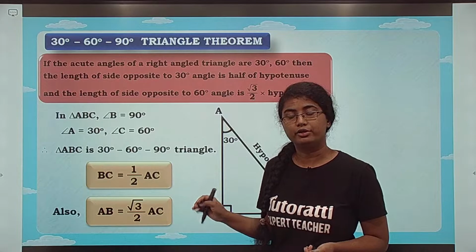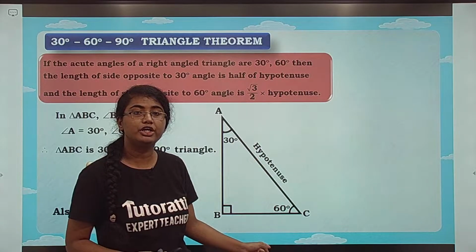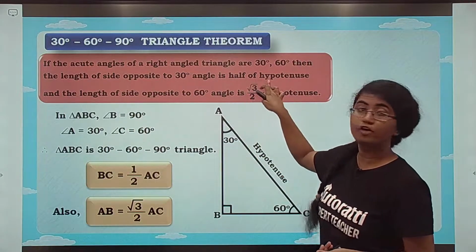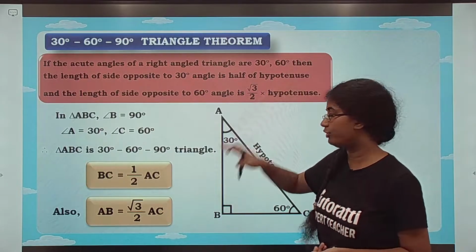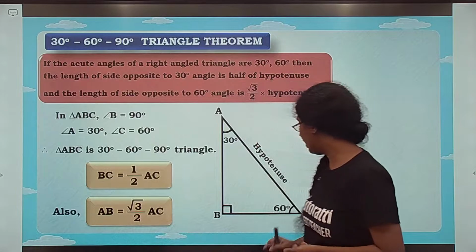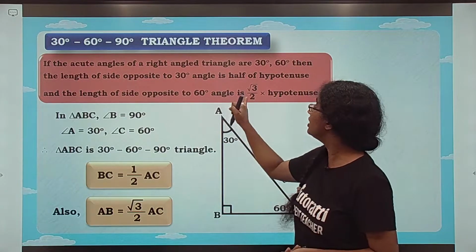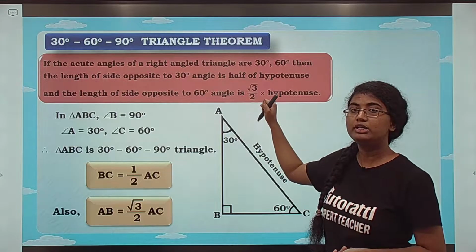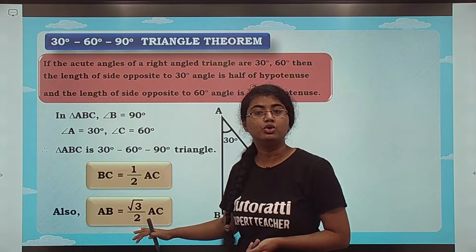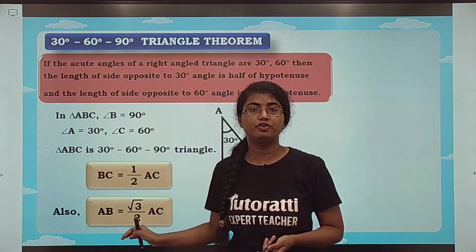What happens here then? Now, side opposite to 30 degree. Which is the side opposite to 30 degree? BC. BC is equal to half of the hypotenuse. Half of the hypotenuse means 1 by 2 times AC. And AB is what? AB is side opposite to 60 degree. So side opposite to 60 degree is √3 by 2 times hypotenuse. So AB is equal to √3 by 2 into AC. Is it easy to understand? Okay, are you all with me so far?